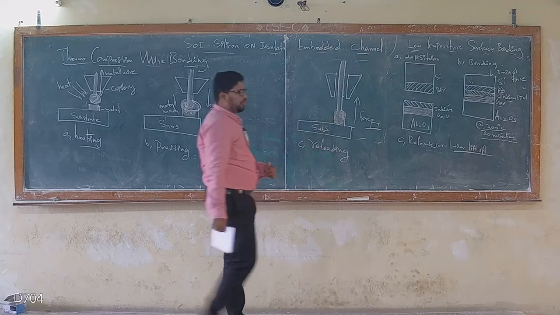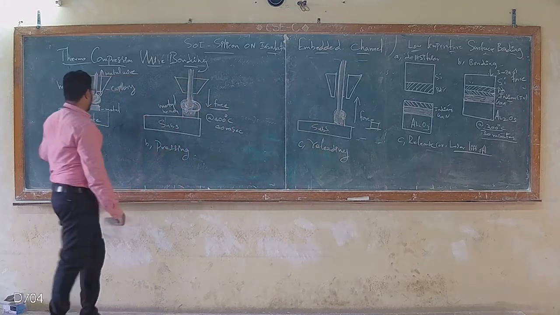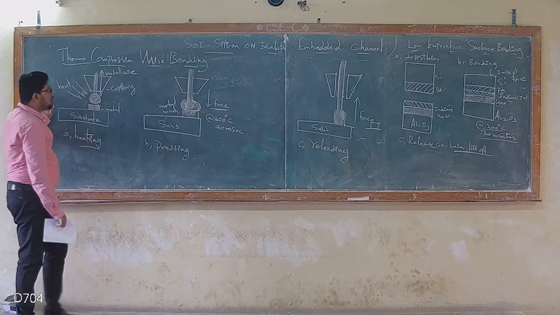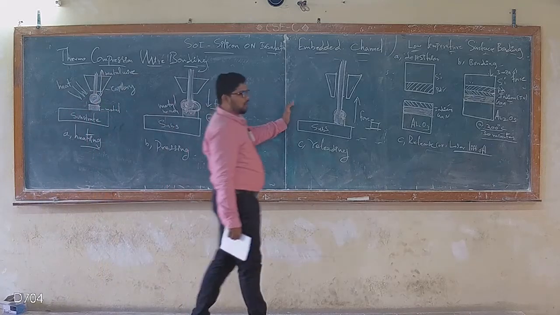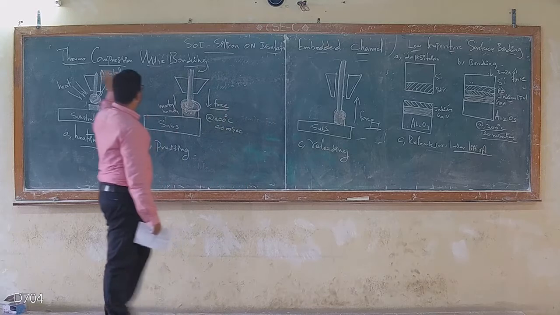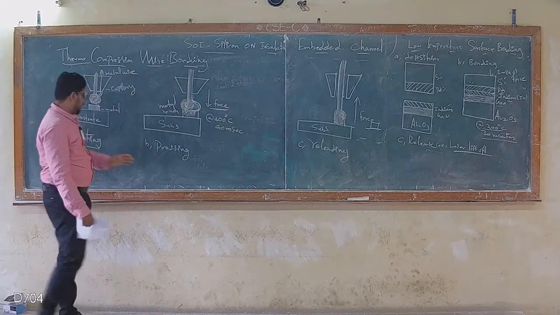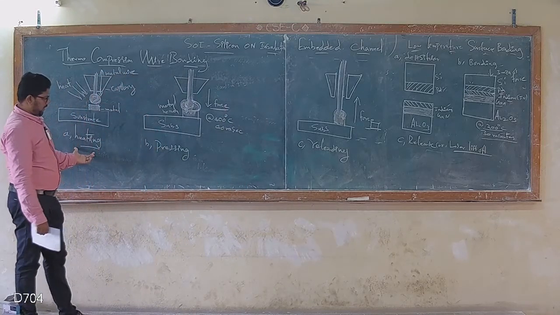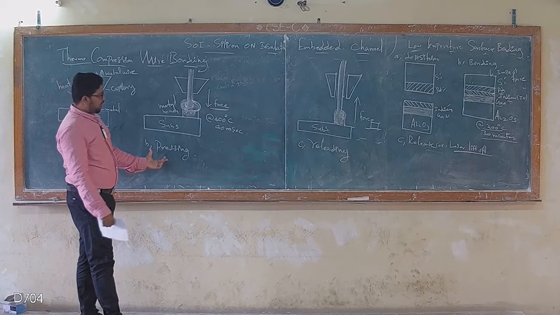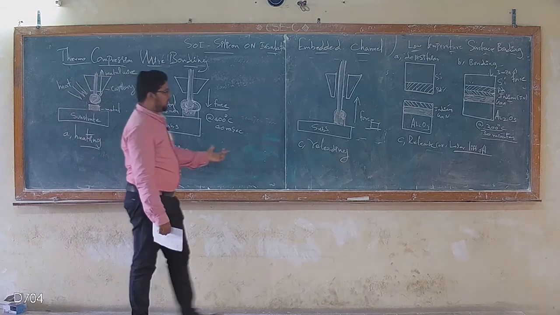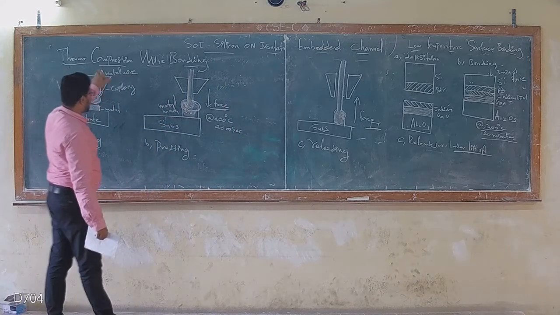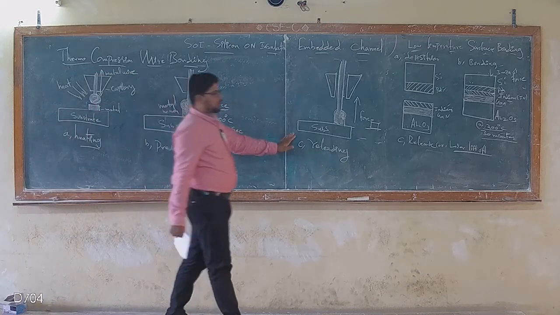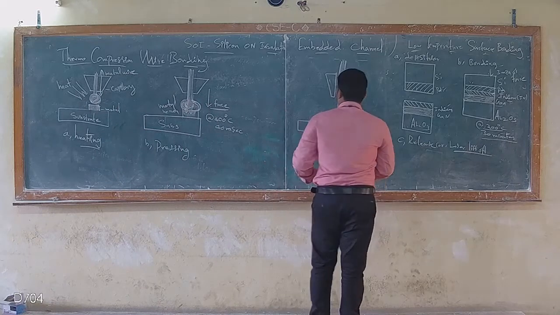I can show you only one on the board. So the first one is thermo, the second is compression, and the third is releasing. So thermocompression wire bonding. This is by means of temperature, thermo; this is by means of mechanical force, compression; and the wire can be released by means of bonding. So thermocompression wire bonding.